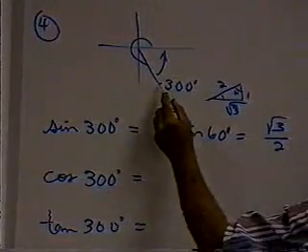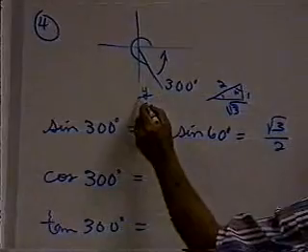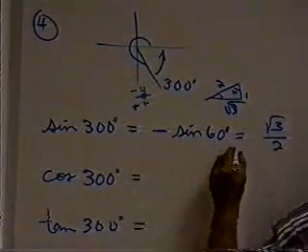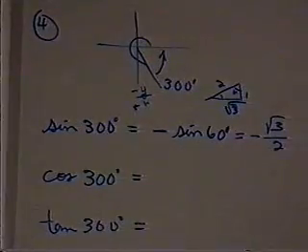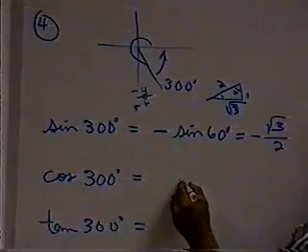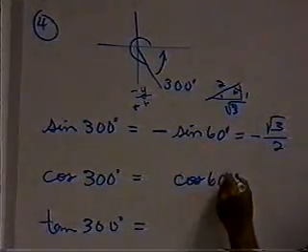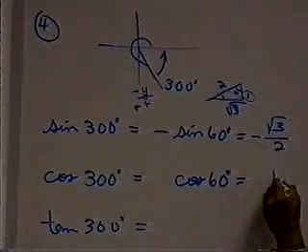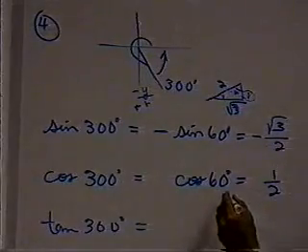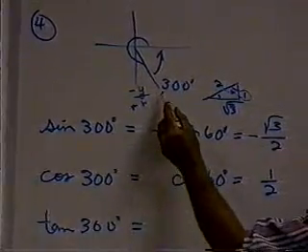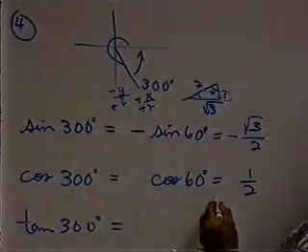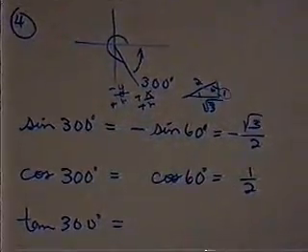Plus or minus? Quadrant 4, sine is y over r. Y is negative. R is always positive. So it's a minus. So the answer is a minus the square root of 3 over 2. Cosine of 300 degrees is the cosine of 60. Cosine of 60 is the side adjacent over the hypotenuse, 1/2. Cosine, quadrant 4, x is positive, r is positive, so that's positive. So the answer is positive 1/2.